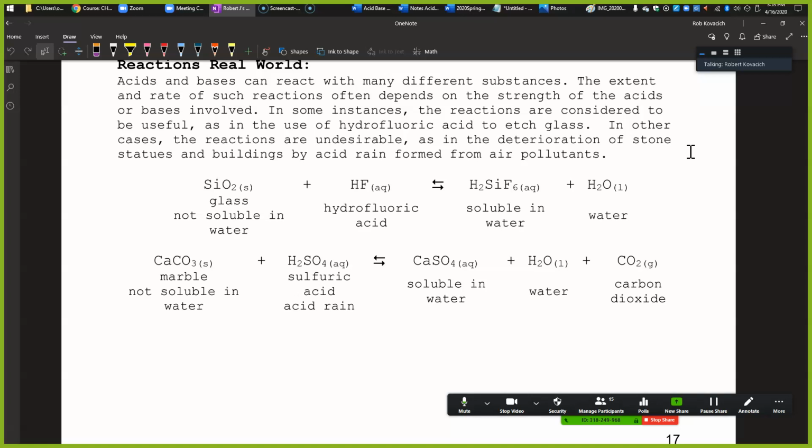It turns it into a soluble acid of its own, and then the glass itself dissolves. This is also a way that you can etch glass. You've probably been to an office that has the person's name or phone number or business name etched on a piece of glass, and this is how they do it.